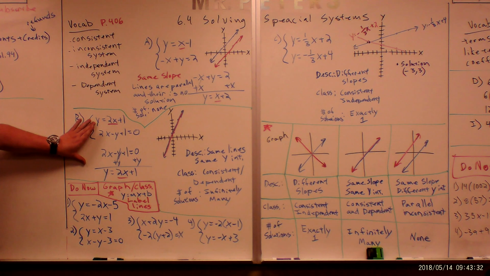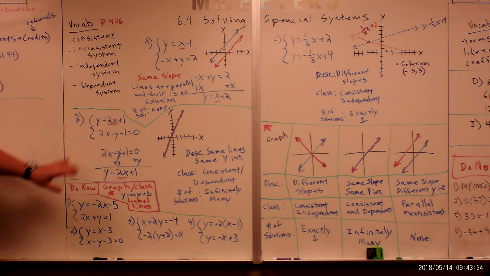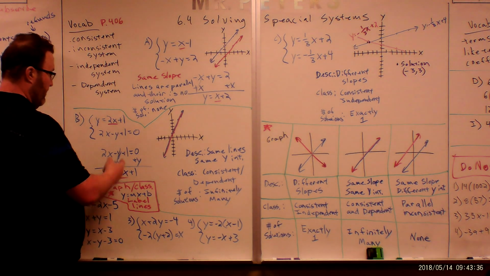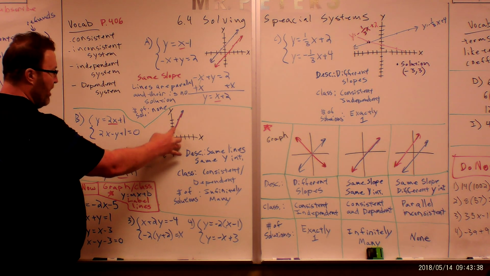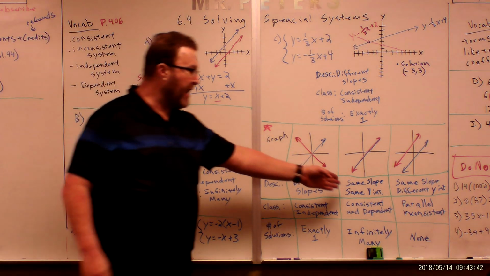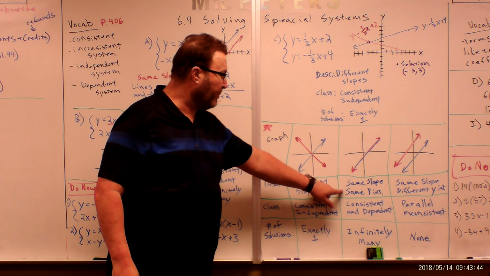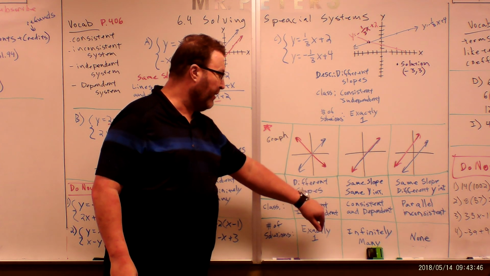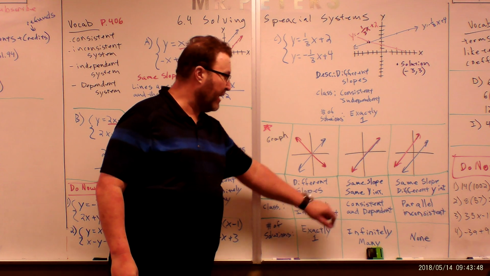They have the same y, and they have the same slope, right? So we're going to go graph them out. Okay? Plus 1, up 2 over 1, plus 1, up 2 over 1. Then we're going right here. Okay? Same slopes, same y-intercepts. They're consistent, and they're dependent.